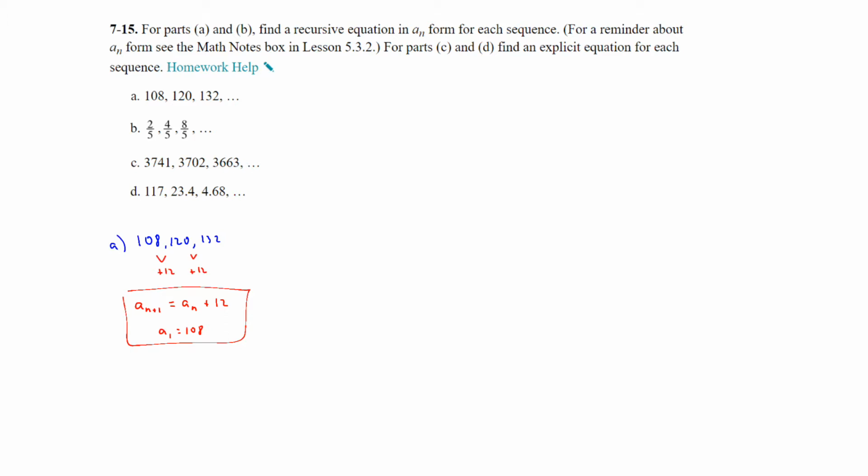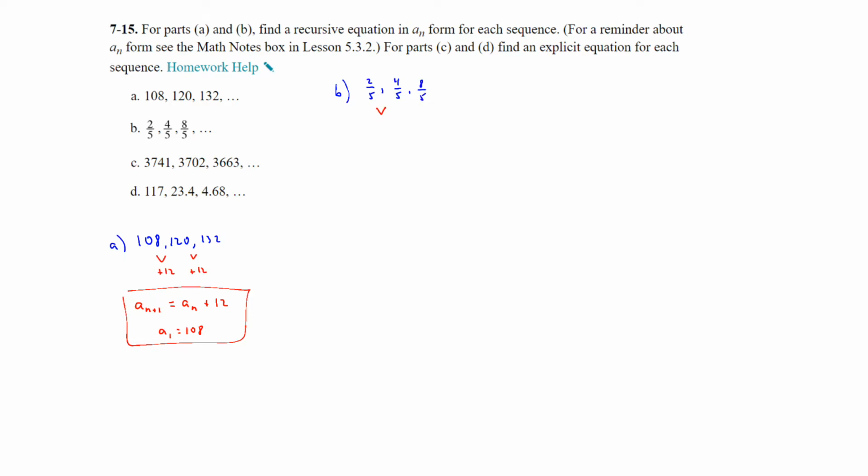We need how do we get to the next term, but also remember what is one of the terms in the sequence. So let's go ahead and try that again for part B. So for part B, we're dealing with some fractions here. So we have 2/5, 4/5, and then 8/5. So what's going on? Well, you can see the denominator stays the same, it's 5, but the top is being multiplied by 2.